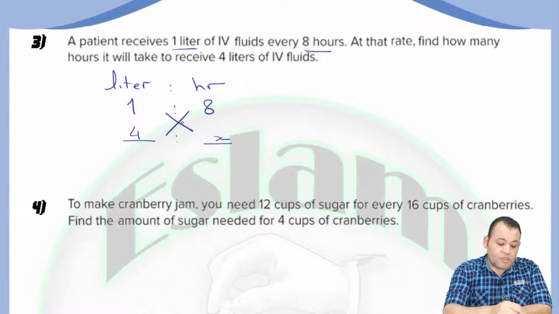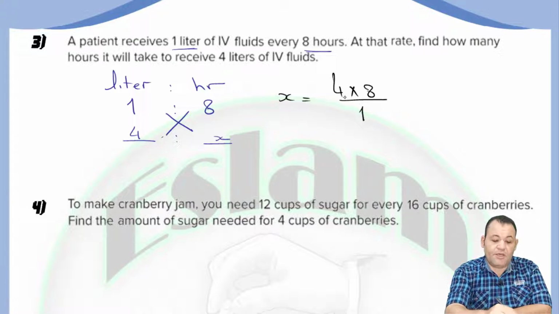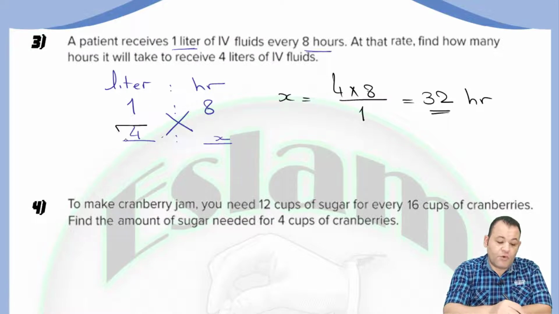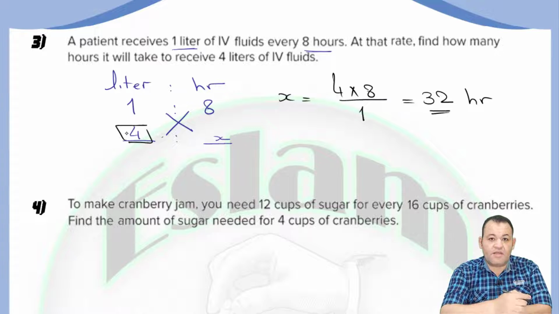By using cross multiplication, we said x equals: the number that is multiplied with x will be written down, and the two numbers multiplied together will be up. So we have 4 multiplied by 8. 4 times 8 equals 32. That means we need 32 hours for 4 liters. And that's how we can find the missing term if we are given 3 terms and need to find the 4th one.